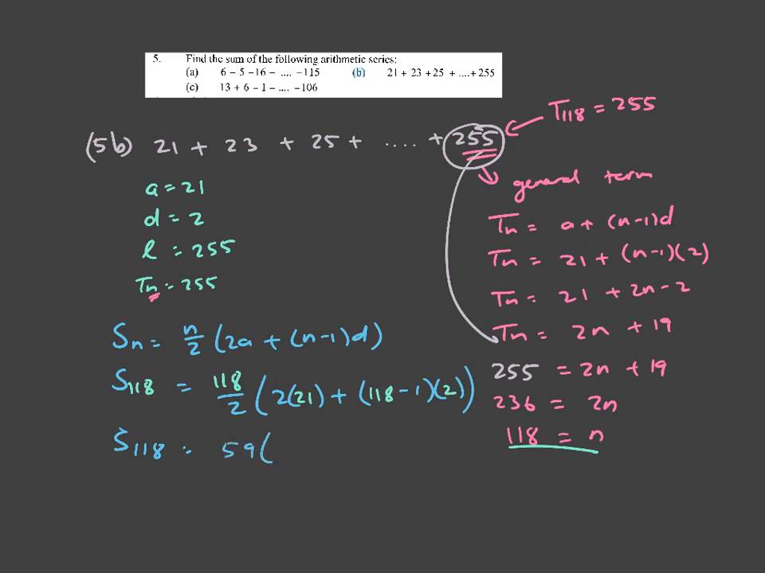So the sum of the first 118 terms is equal to 59 times (42 plus 117 times 2, which is 234). And then what is that equal to? So it's 59 times, what's that, 276, and 59 times 276 is equal to 16,284. Right.